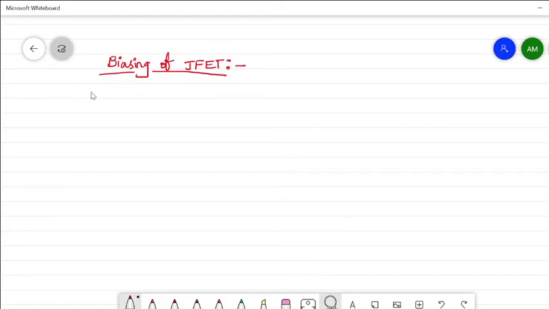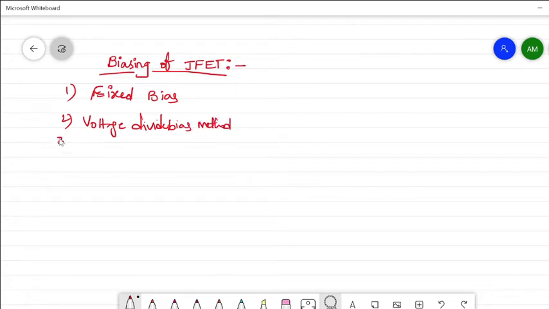Here, like BJT, there are three methods: the fixed bias method, the voltage divider bias method, and the third one, the self bias method. Like BJT, here also there are three types. In BJT, voltage divider biasing and self biasing are the same, voltage divider biasing is also called self bias. But here these two are different. Don't confuse.